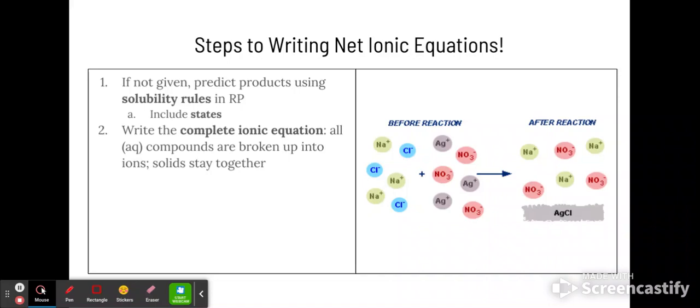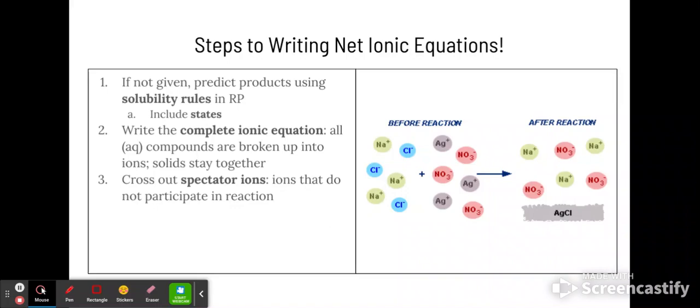You're going to then write the complete ionic equation, which is where all aqueous compounds are broken up into their ions, but then your solids will stay together. For this, actually, your liquids will stay together and your gases will stay together. So basically, anything that's aqueous will break up. You're then going to cross out the spectator ions. So the spectator ions do not participate in the reaction.